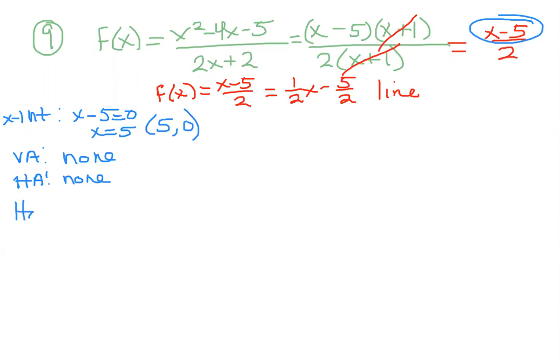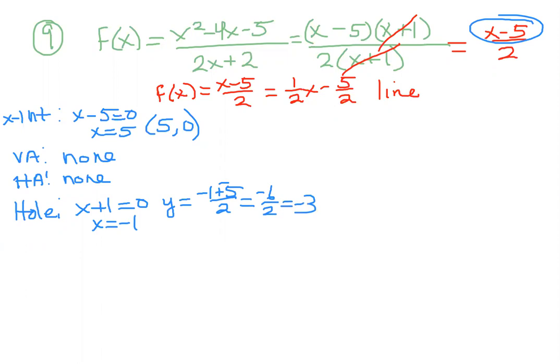Our hole, we will have a hole though, because we crossed something off. We crossed off x plus 1, so x equals negative 1 is our x value, and y is negative 1 minus 5 over 2, which is negative 6 over 2, which is negative 3. So we have a hole at negative 1, negative 3. And our domain is x not equal to negative 1, and our range is y not equal to negative 3.